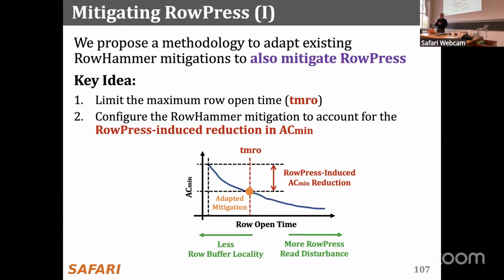That's the idea, basically. Any RowHammer mitigation can be adapted this way by following these principles. Hopefully that makes sense, right? That's the good news. The bad news, of course, once you do this, you're going to lose some performance. There are two cases where you will lose performance.